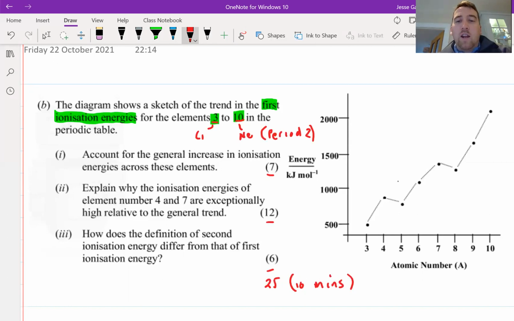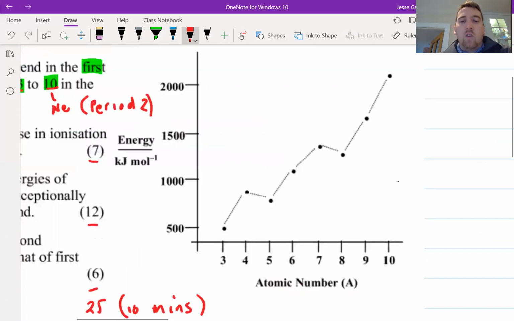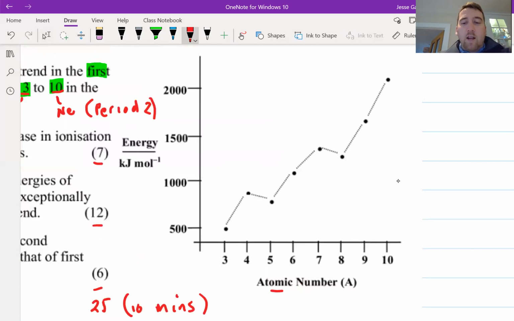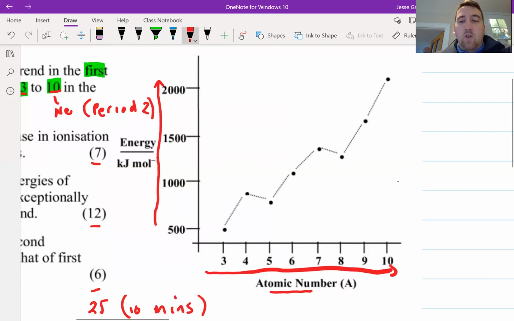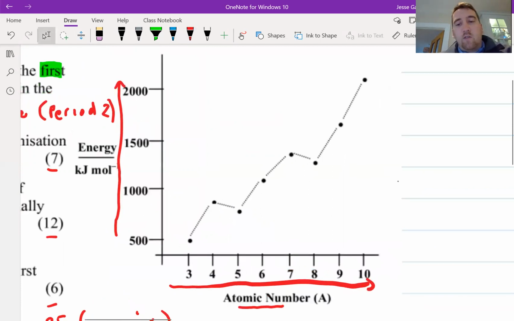So let's look at the graph now at this stage. We're looking at atomic number down here. From left to right, the atomic number is increasing. And here on the y-axis, the first ionization energy is increasing. So let's look at the general trend. What do we spot? Before we even read any questions, let's just have a quick look.